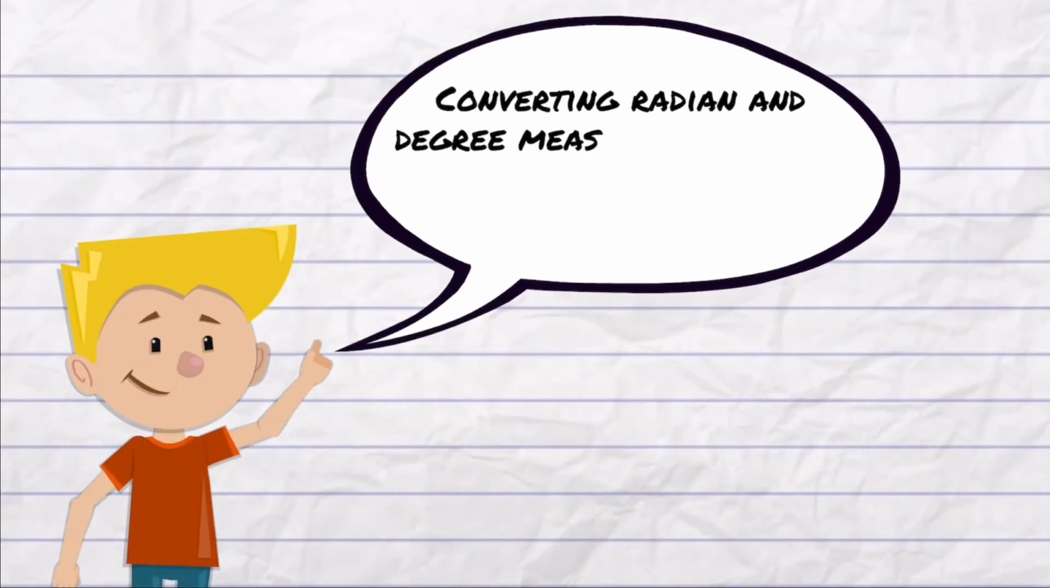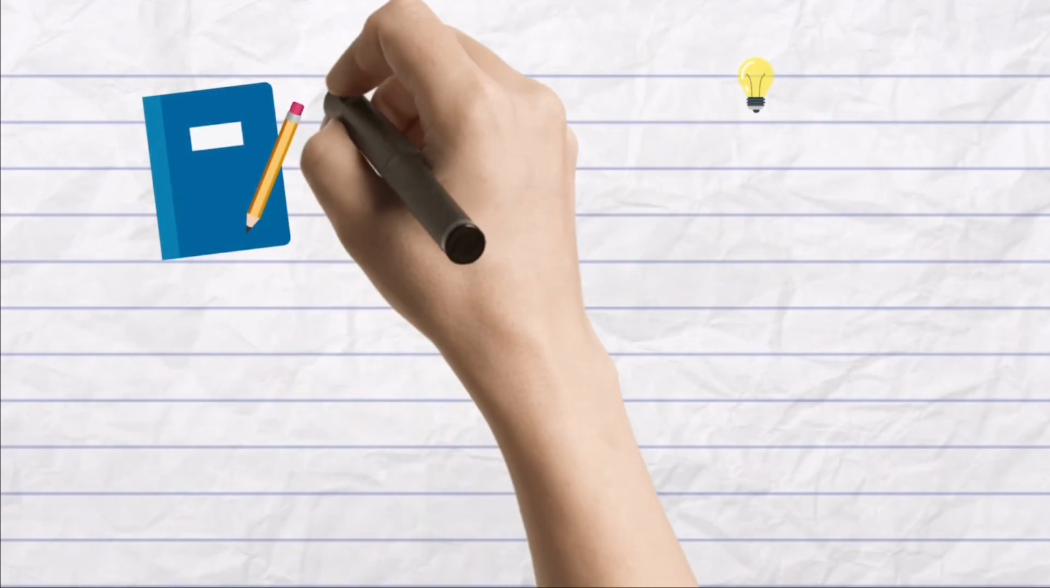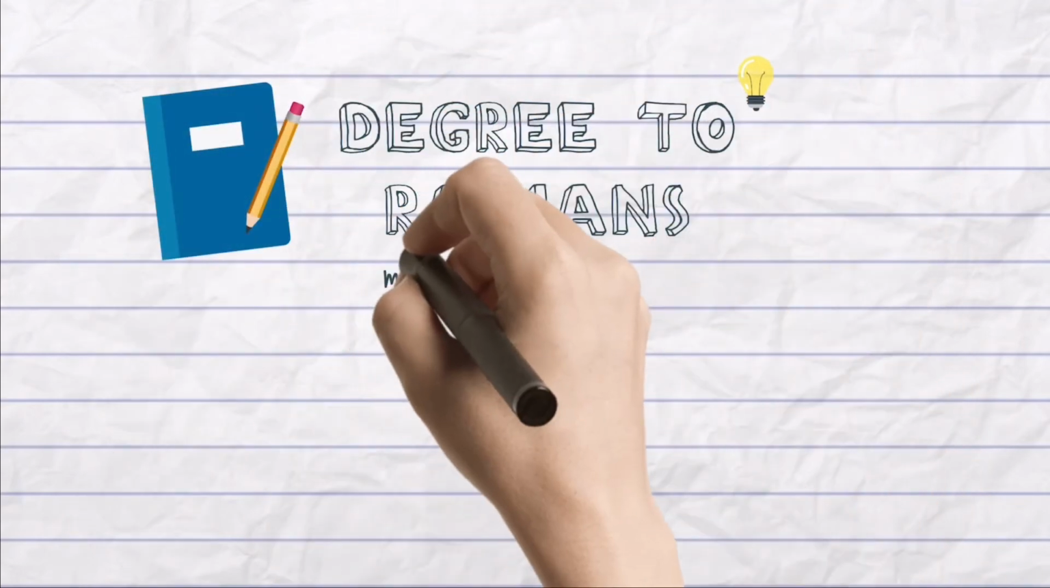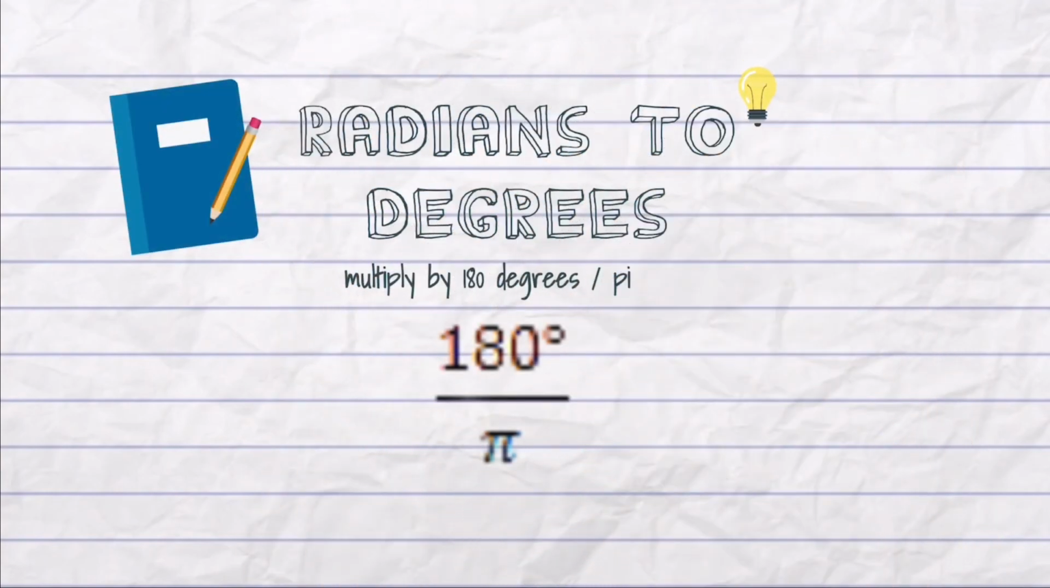Converting radian and degree measure is not complicated as long as you remember their formulas. In converting degrees to radians, you multiply the given unit by pi over 180, while in converting radians to degrees, you multiply it by 180 over pi.